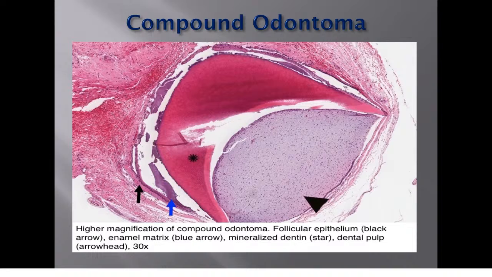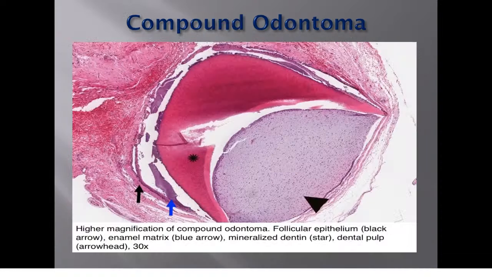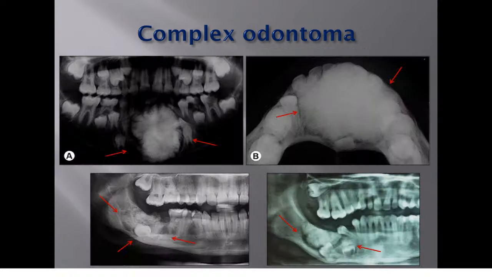It's the histological appearance of compound odontoma, and we can see different tissues of the tooth, even dental pulp. And this is complex odontoma, and you can see the disorderly position of tissues and irregularity of different types of cells and tissues.